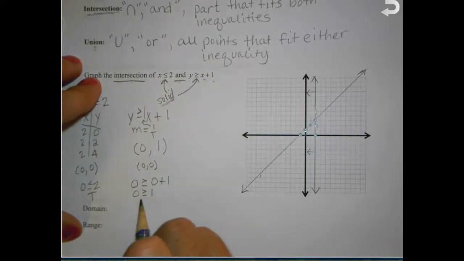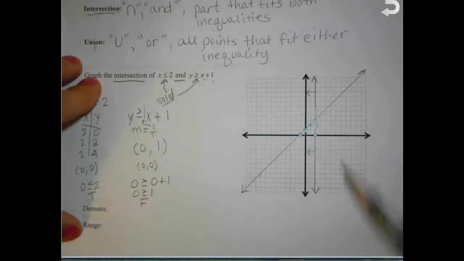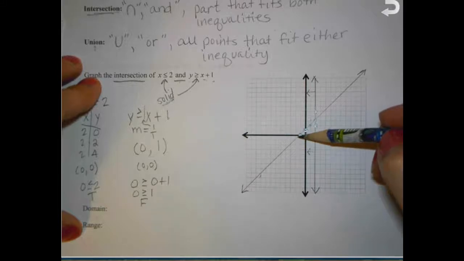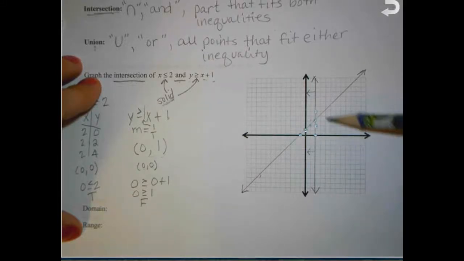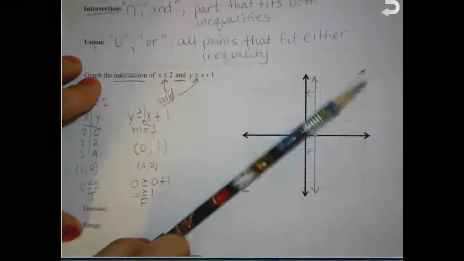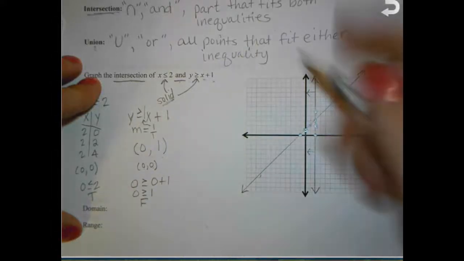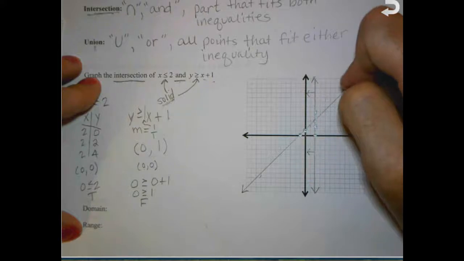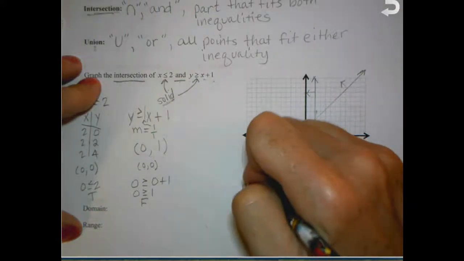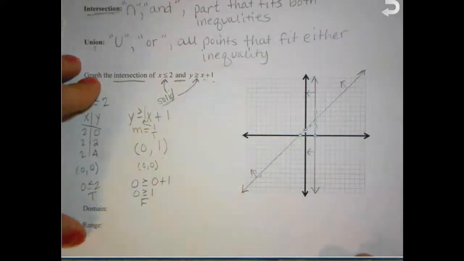Now that's not true. It's a false statement, so it means that this line cannot go in this direction. It has to go in this direction, going up. So I'm going to put an arrow on each end of the line, because that's just going to help me see where I need to graph.